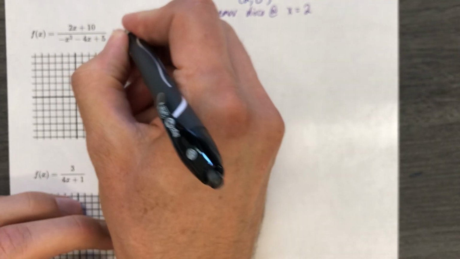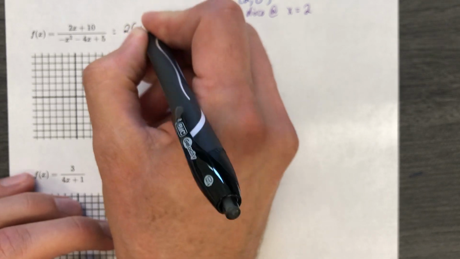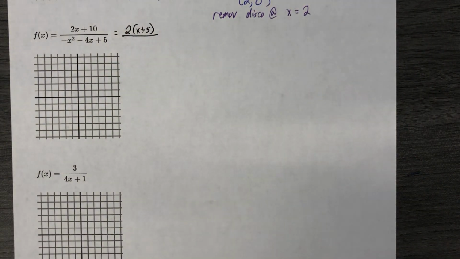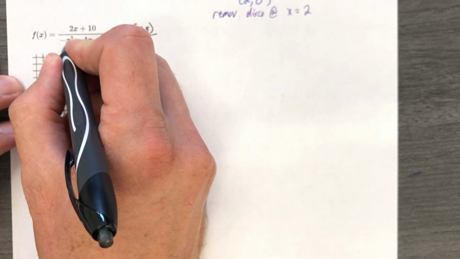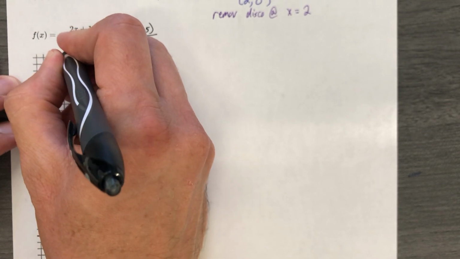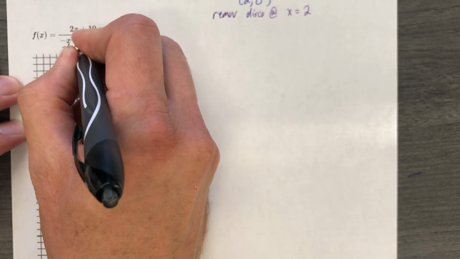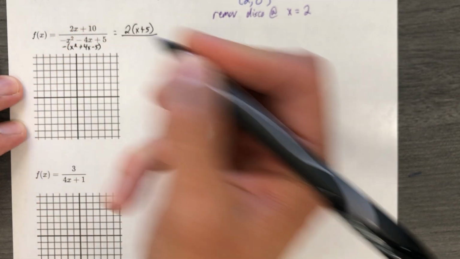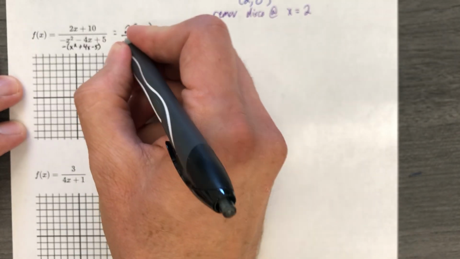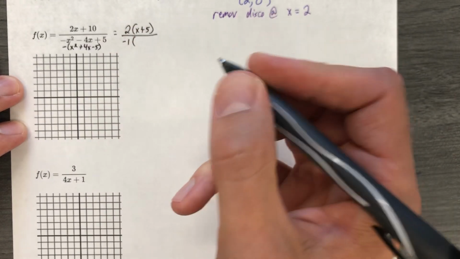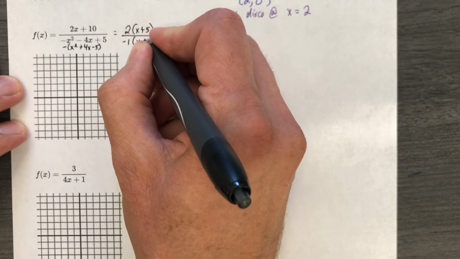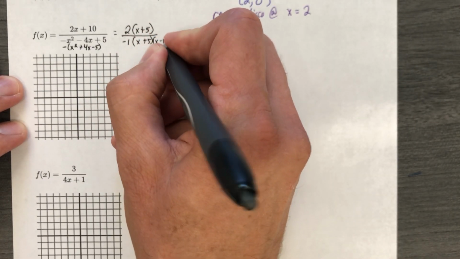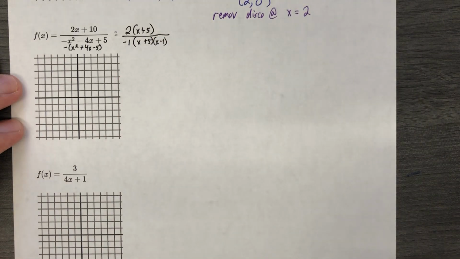Numerator, 2x plus 5. Denominator, let's simplify things a little bit here. There is a denominator that has a negative in the front, so we really have negative, and then x squared plus 4x minus 5. And then that factor is even worse. We're going to have a negative 1 right there. And that's going to give us x plus 5 and x minus 1. And because of that, something's going to cancel.